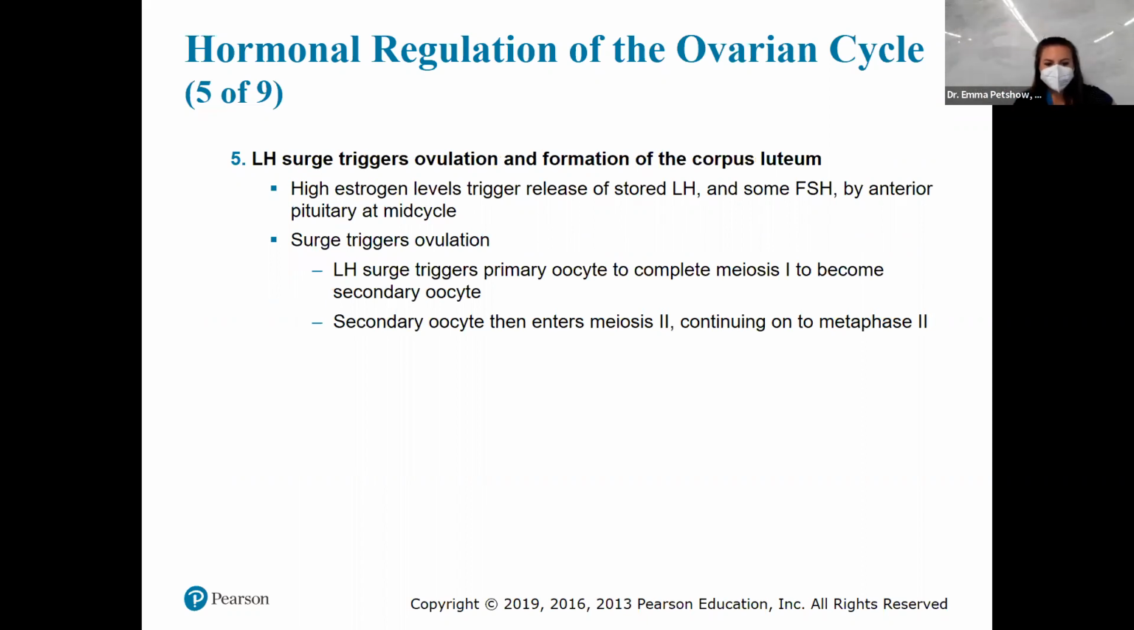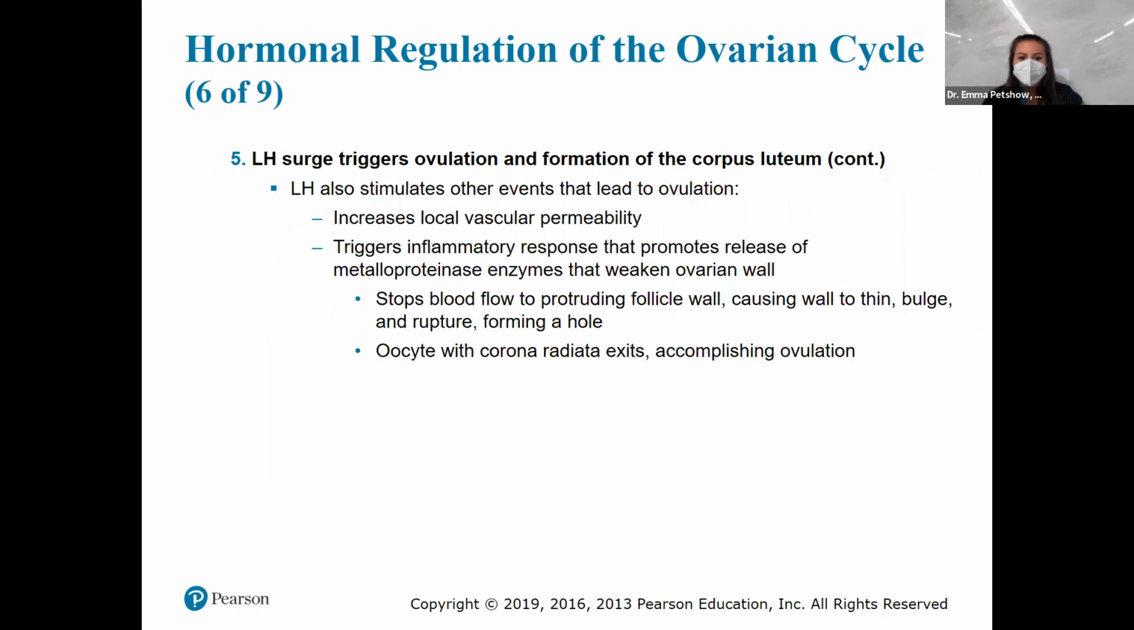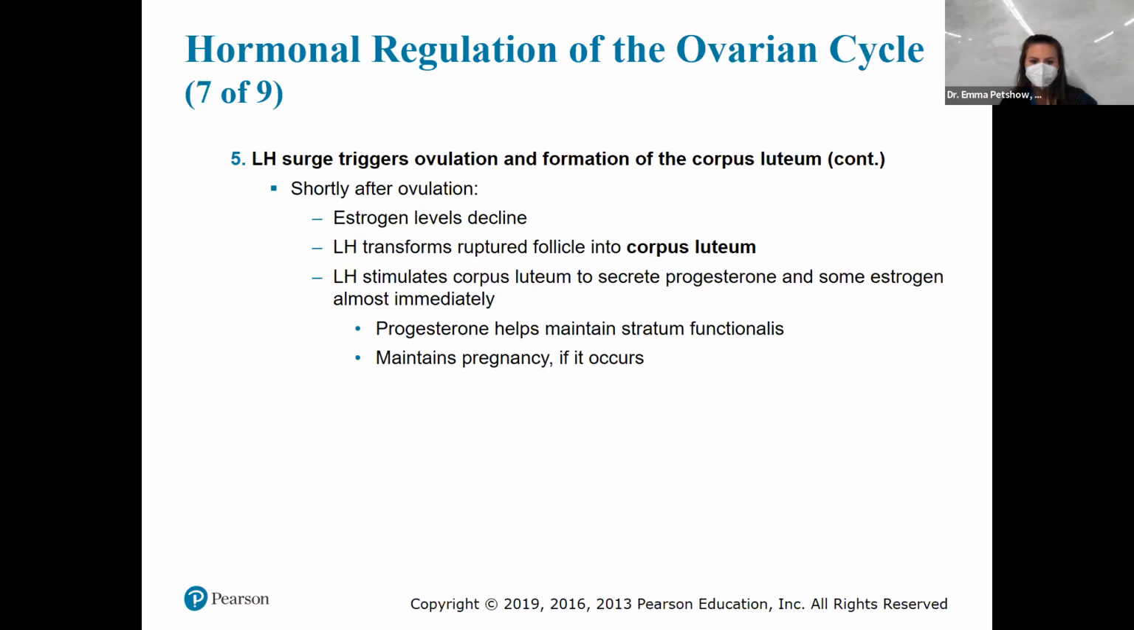Okay. So we talked about the LH surge, so I'm going to move on from that, but essentially that's the high estrogen level that triggers LH to release, and a little FSH. The LH surge is going to trigger both ovulation and the formation of the corpus luteum, which we talked about. Shortly after ovulation, you'll see a decline in estrogen levels from their massive spike, because we don't want to re-trigger another LH surge.